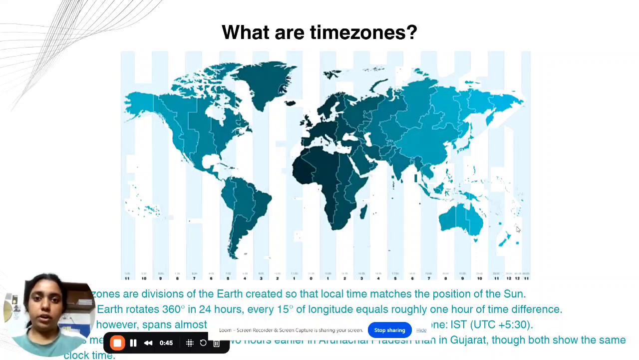So, firstly, what are time zones? Time zones are simply divisions of the earth that keep local time aligned with the sun's position. Ideally, every 15 degrees of longitude adds or subtracts 1 hour. But India, which spans almost 30 degrees east to west, roughly a 2-hour solar difference, still uses just one standard time, Indian Standard Time, which is UTC+5:30.